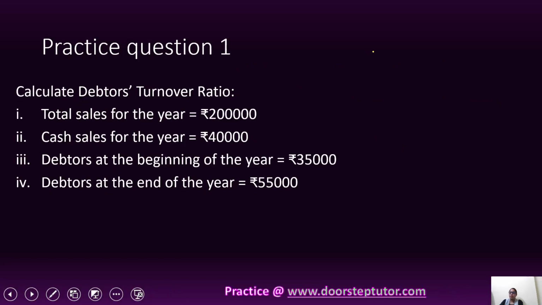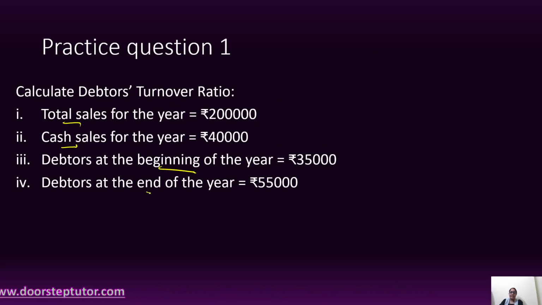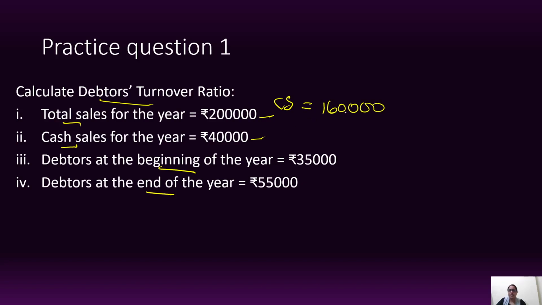Let's do a few problems and understand the ratio well. We have total sales, we have cash sales, we have debtors at the beginning and debtors at the end. So what are we supposed to find? Debtors turnover ratio. Let's see, what are the credit sales? Total sales minus cash sales, that is 2 lakh minus 40,000 is 1 lakh 60,000. We have debtors at the beginning and debtors at the end. So what do we get?